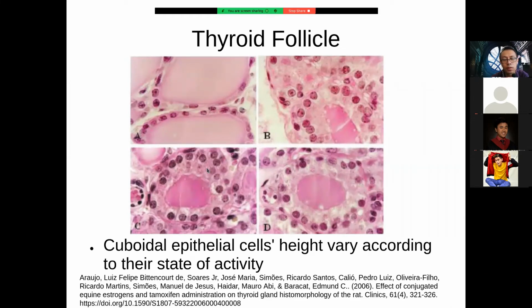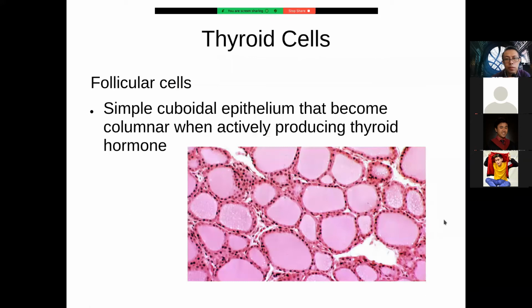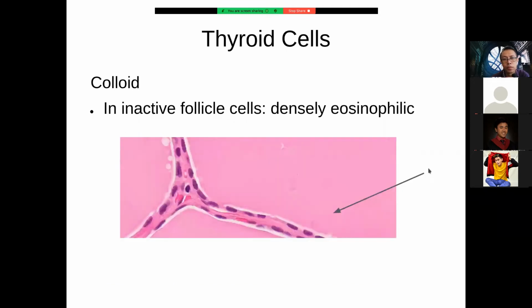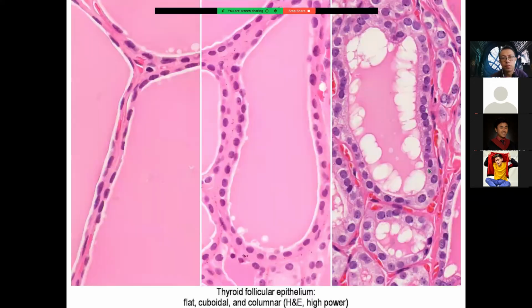And you can see this cyst here is smaller because it's almost running out of colloid, and they have very tall cells reaching and reaching in to take up that thyroglobulin. So, scalloping. Okay, so comparison: inactive follicles over here, an active follicle with some scalloping here, and a very active follicle here where they're almost running out of thyroglobulin colloid.